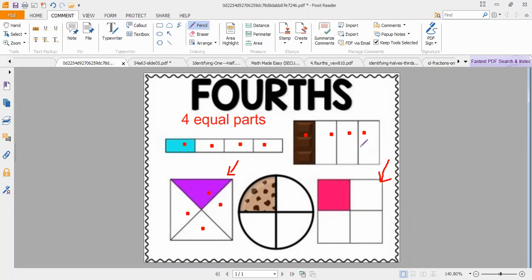Mustafa, I'm asking about this circle. Can I say that this circle has fourths? Yes. Why? Because it has four equal parts. One, two, three, four.